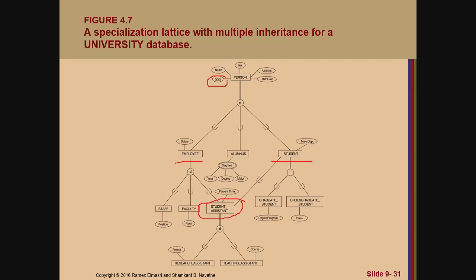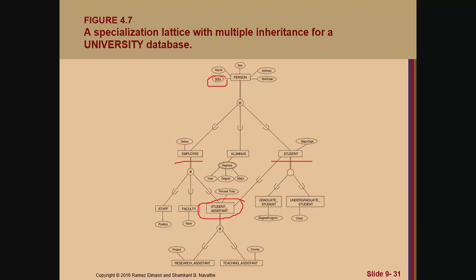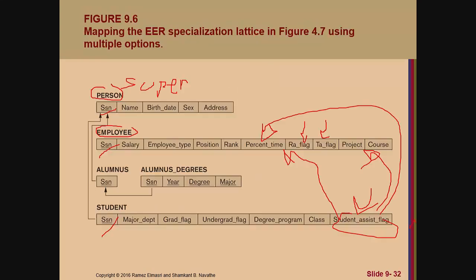Let's see more. Here, actually, student assistant is the superclass of research assistant and teaching assistant, right? TA and RA, and we have project and course. They combine them together here. If you are a student, it should be together. TA and RA also. Oh, this is quite difficult to understand. Quite difficult.